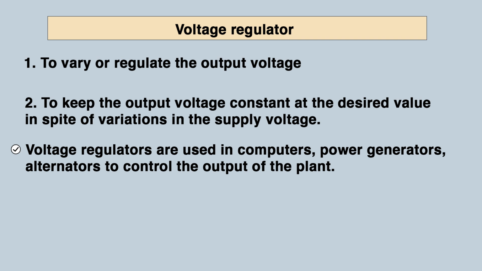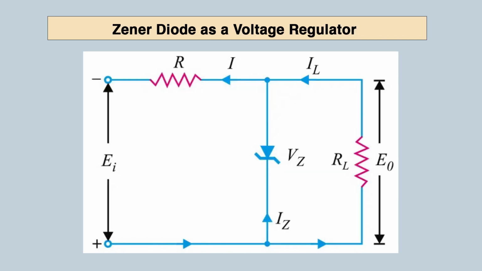Voltage regulators are used in computers, power generators, and attenuators to control the output of the plant. So, here we can see how a Zener diode is applied as a voltage regulator. A Zener diode can be used as a voltage regulator to provide a constant value from a source whose voltage may vary over a significant range. The circuit arrangement is shown in the following figure.